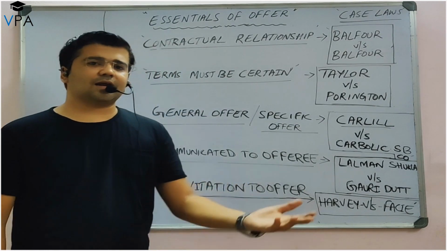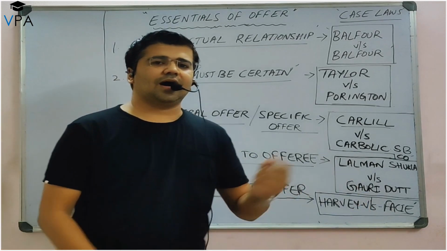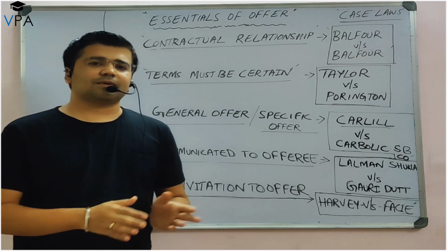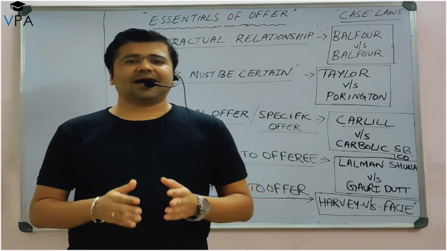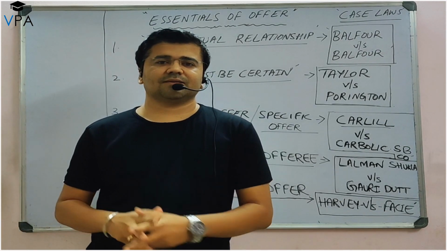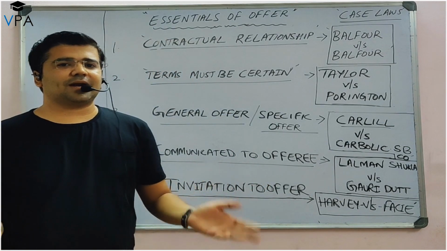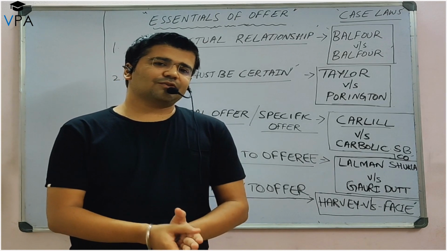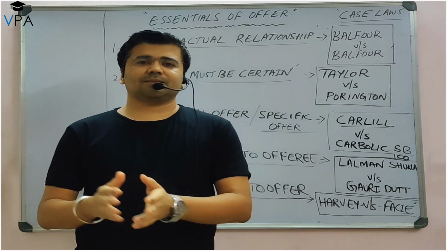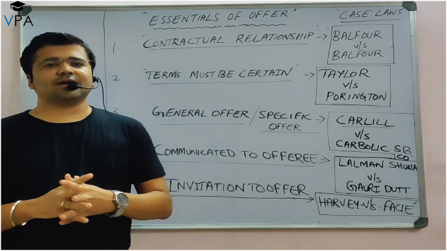The second telegram was sent by Fessy to Harvey: the lowest price is 900 pounds. The third telegram, sent by Harvey to Fessy, was: I accept your offer and hence I am ready to purchase it. But Fessy did not reply. So Harvey filed a case against Fessy in the court of law, stating that he had accepted the offer and Fessy was not ready to perform.